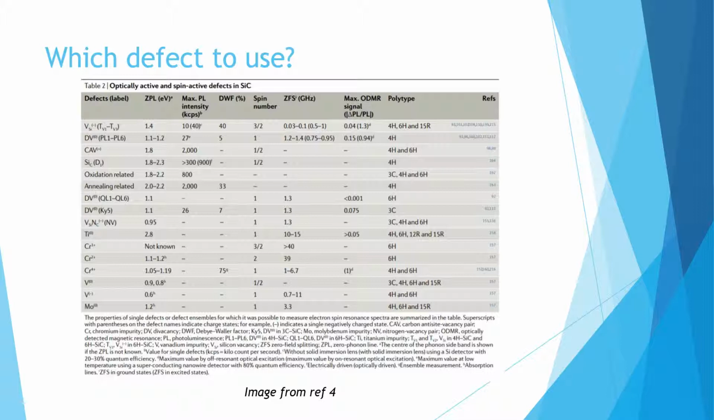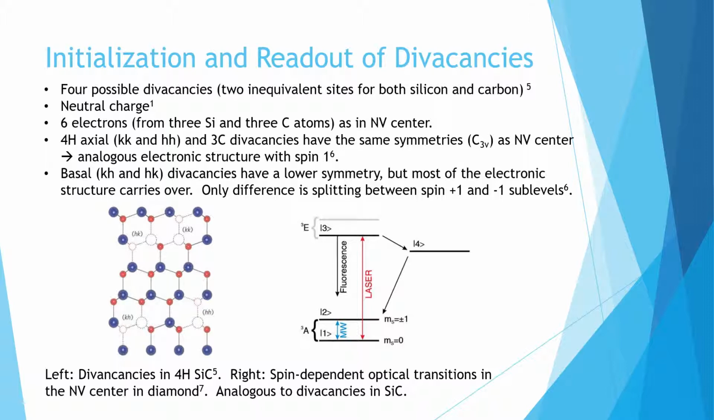So the first question we might want to ask ourselves is which defect to use. There are a lot of defects in any material, and some might be more promising than others. This is a table with a lot of different defects, and people are looking into all of them, but the most extensive work has been done on the silicon vacancy and the divacancy, and so those are the two that I'm going to focus on for this presentation. So I'll start with the divacancy.